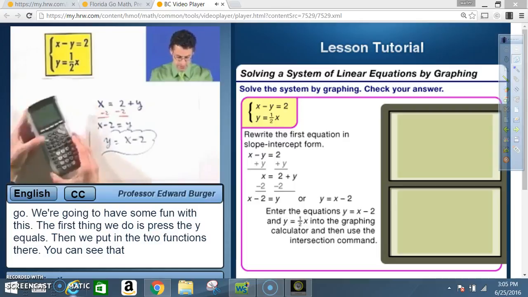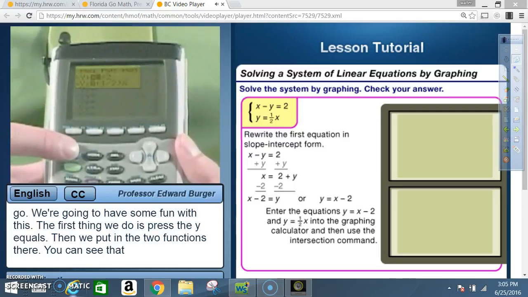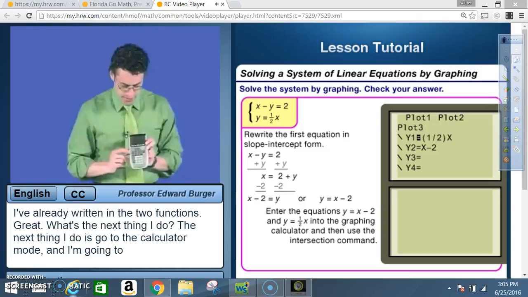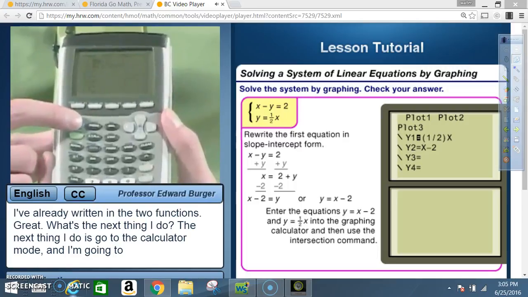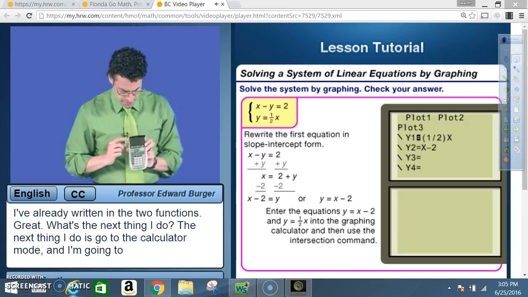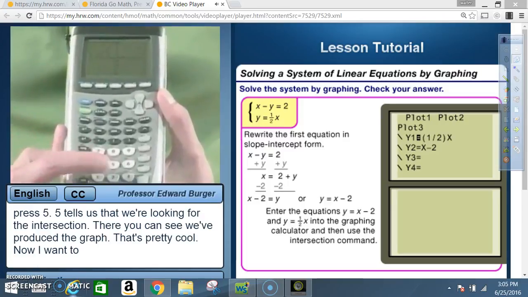And so the first thing we do, here we go. We press the y equals, and then we put in the two functions there. And you can see that I've already written in the two functions. Okay, great. And now what's the next thing I do? Well, the next thing I do is I go to the calculator mode here, and I'm going to press 5 because 5 tells us that we're looking for the intersection.